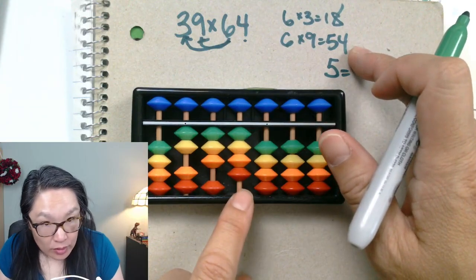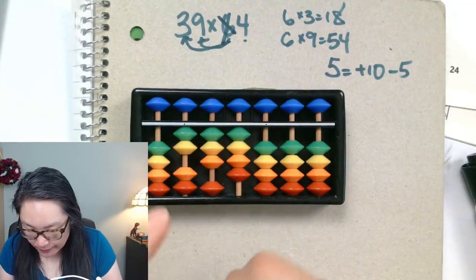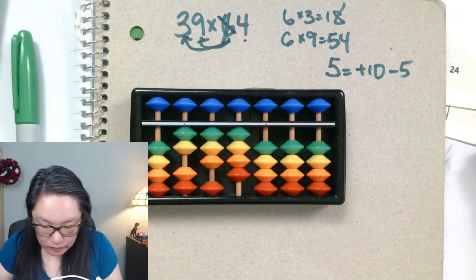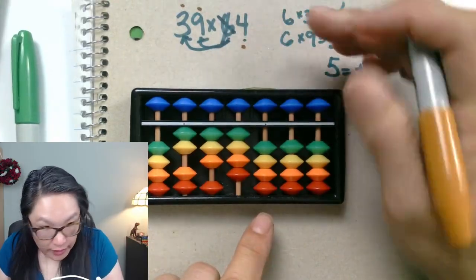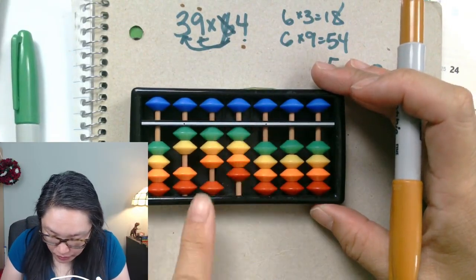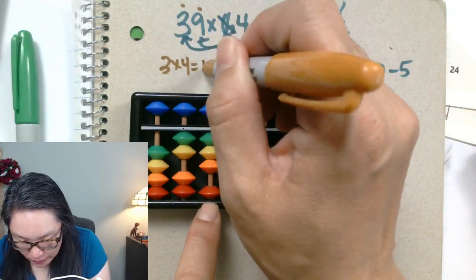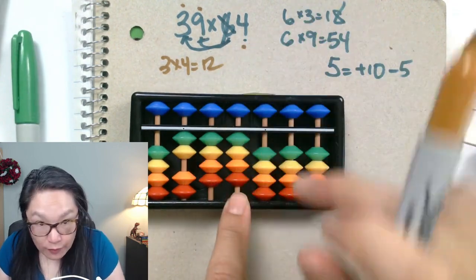Now remember, what we're doing is multiplication. We're done with this, we're done with that, and then we've got to do the next one. We have to count again. 1, 2, 3. Now we go 3 times 4 is equal to 12. Add the 1, add 2. There's not enough beads to add the 2.